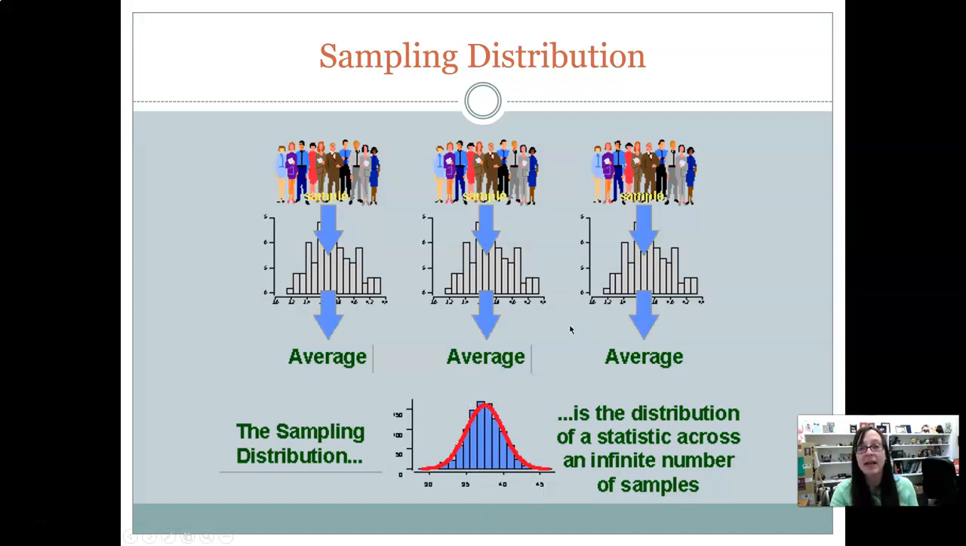And so if you get a sample and your average is way up over here in one of the tails, then it can happen, because it happened in the sampling distribution. It just doesn't happen very often, and it's really unlikely to happen. So that's what a sampling distribution is.